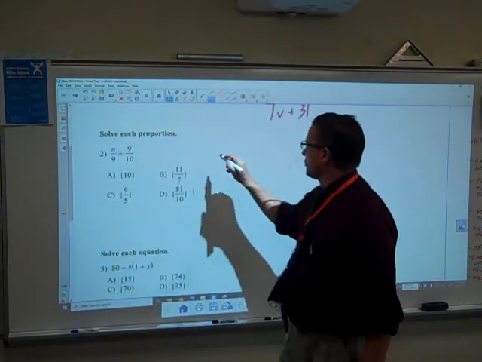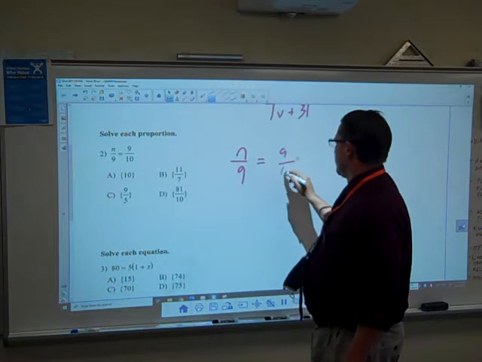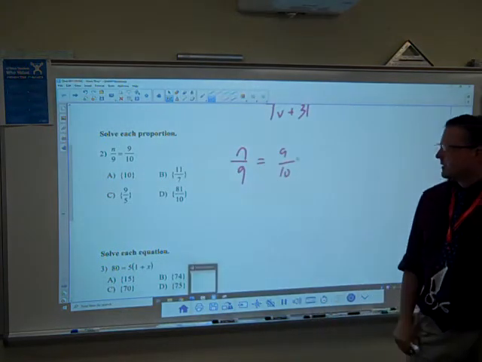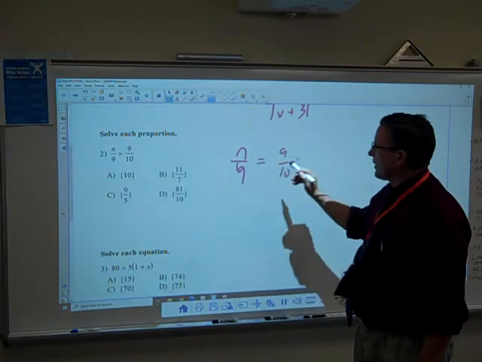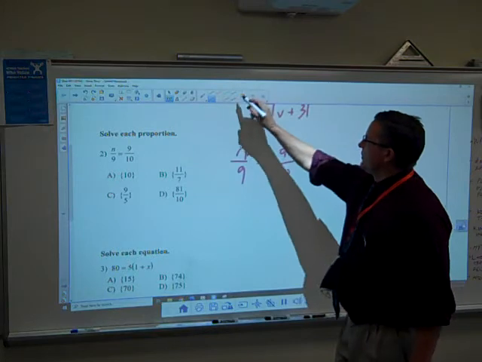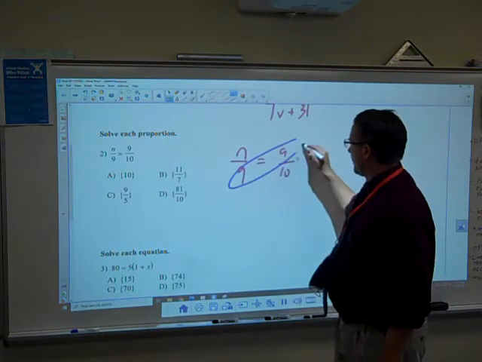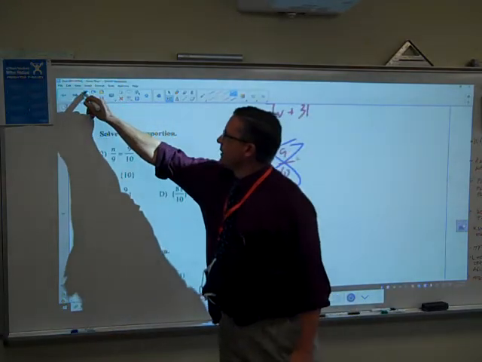The second one is a proportion. n over 9 equals 9 over 10. First of all, n has to be less than 9 because 9 is less than 10. You know it has to be equal fractions on both sides. All right? Now, 2 ways to do this. Often you're taught to cross multiply using the butterfly method. I'm not going to do it that way.